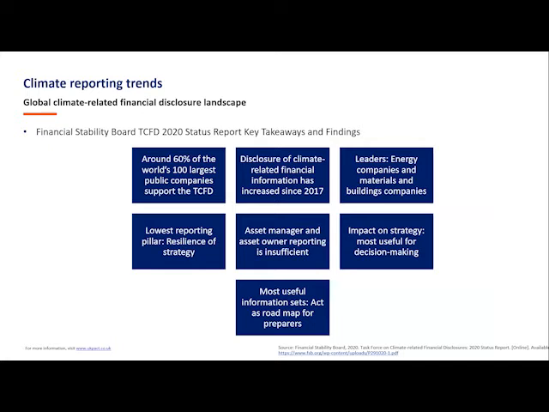And the Financial Stability Board provides a few key findings in the status report, which they produce. And some of the key findings are that around 60% of the world's 100 largest public companies are formal supporters of the TCFD framework. And since the issuance of the first status back in 2019, it's been an increase of over 85% from the initial reporting rounds. And so, of course, the Stability Board and the TCFD are quite pleased with these developments.